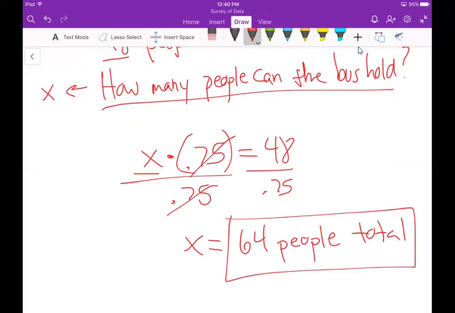Okay, so use these equations to help you reason through a problem. Set up your variable and then plug it into an equation that makes sense for the numbers you have.